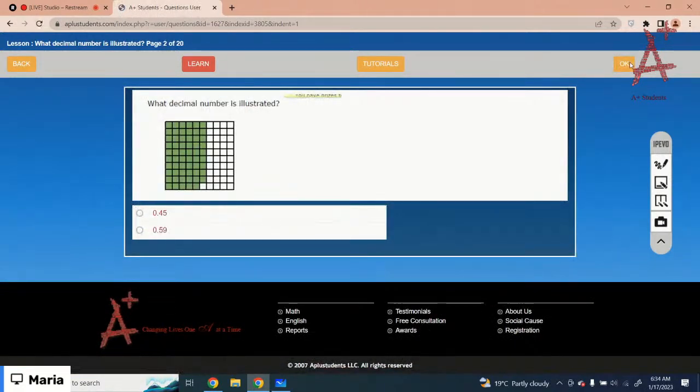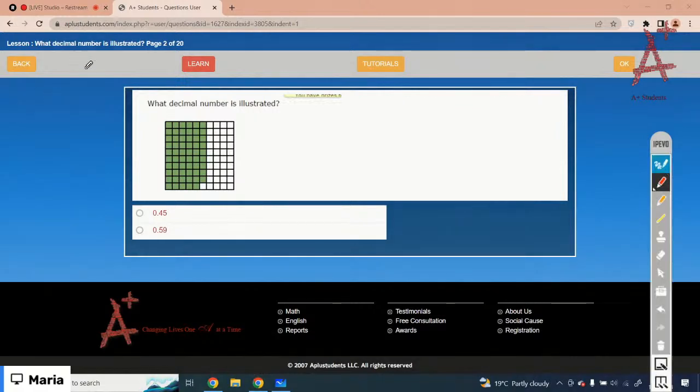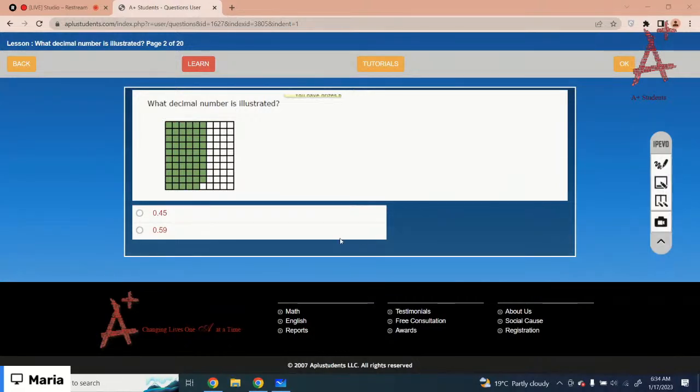Okay, what decimal number is illustrated? The total small boxes are 100. Got it? And out of the 100, how many of them are colored? Let me just count the lines that are colored. 1, 2, 3, 4, 5 of the complete lines are colored. And then the sixth one has 9 of the small boxes. Yes, that would be 0.59. The correct option is the second option. That would be 0.59. Got it?